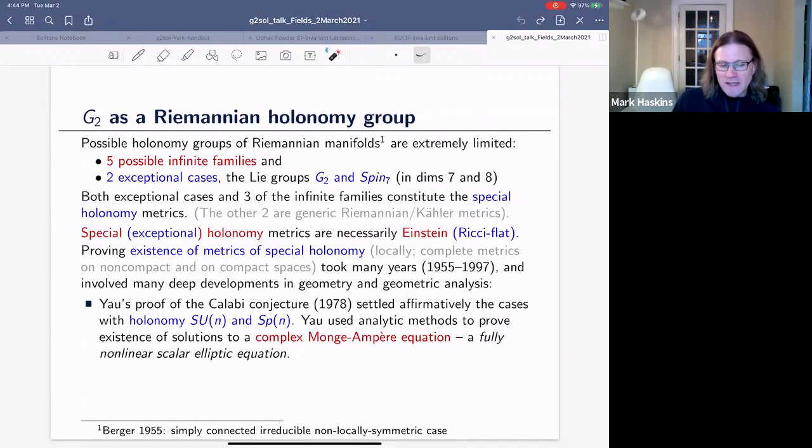Most famously, probably Yau's proof of the Calabi conjecture settled the cases where the holonomy is the special unitary group, or this compact group. And in that case, by working in a given Kähler class and using the dd-bar lemma, you can reduce to a scalar equation, but you end up with a fully nonlinear scalar elliptic equation, a complex Monge-Ampère equation, and then Yau solved this by the continuity method.